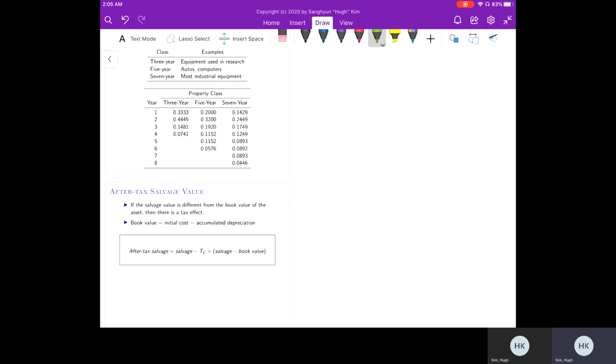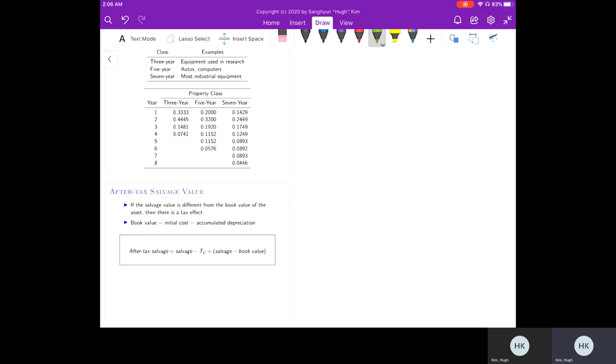In the previous example, we assumed that the salvage value of the fixed asset is 0. This is also for simplicity. In practice, the salvage value is rarely 0. For instance, we can sell the equipment after we are done with it for a project, and we may be able to recover at least a small fraction of its initial cost. The salvage value is based on the market value of the asset, and if the salvage value is different from the book value of the asset, then there will be tax consequences.